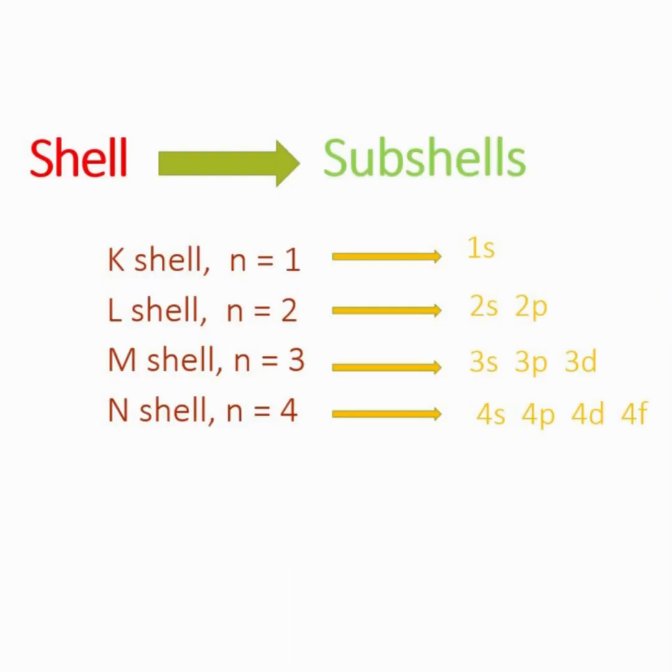For the K shell, n is equal to 1, so it has only one subshell, 1s. For the L shell, n is equal to 2, so it has two subshells, 2s and 2p. For the M shell, n is equal to 3 and it has three subshells, 3s, 3p and 3d. For the N shell, n is equal to 4 and it has four subshells, 4s, 4p, 4d and 4f.